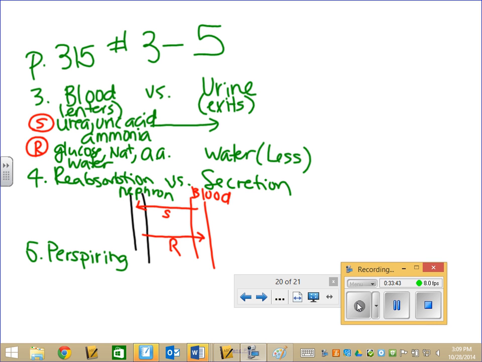No, because we are actively transporting sodium, and sodium drags water along with it, so there's definitely less water there in the urine than there would be in the blood because of the active transport that happened before it.